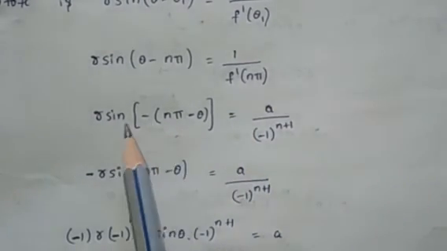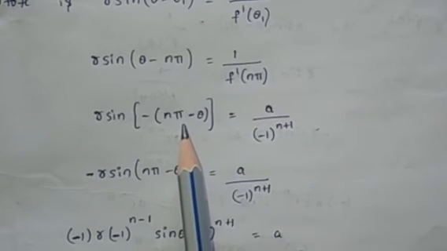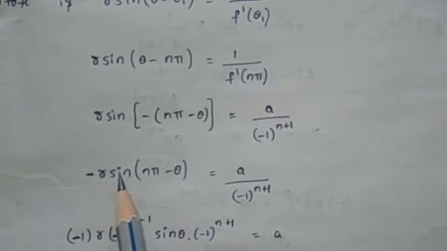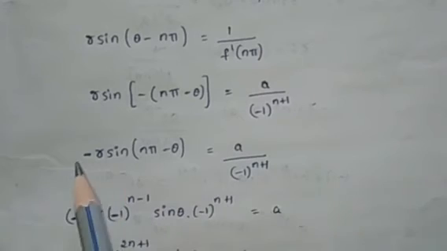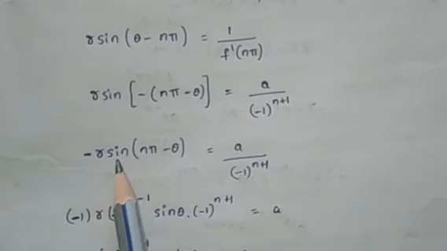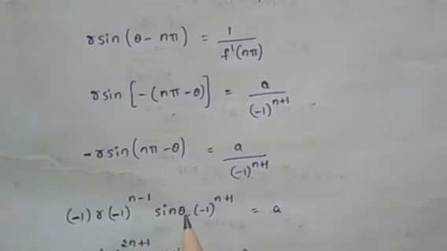Next, sin of minus theta is minus sin theta. You get minus r sin(n pi minus theta) which is equal to a by (minus 1) whole to the power n plus 1. Minus 1 into r into sin(n pi minus theta) is (minus 1) whole to the power n minus 1 sin theta.